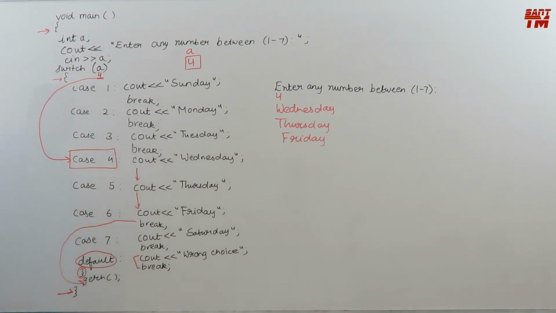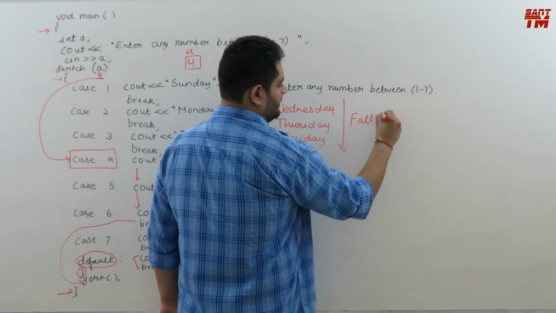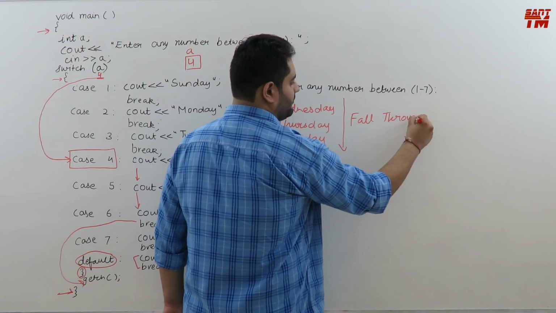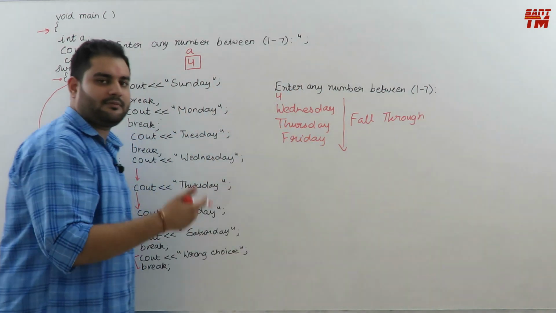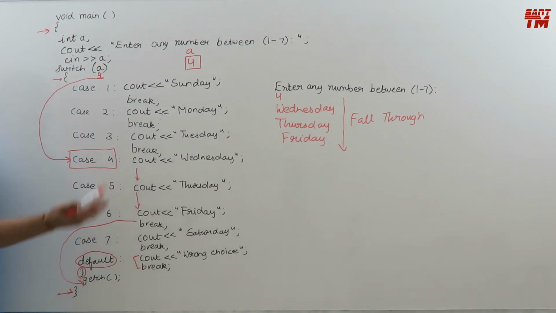This type of concept, when there is no break and all the intermediate cases get executed due to a missing break in between, is called fall through. We call it fall through. Fall through is a concept when, due to missing break statements, the next intermediate cases also start executing till the time they find a break statement. This is a very important concept.